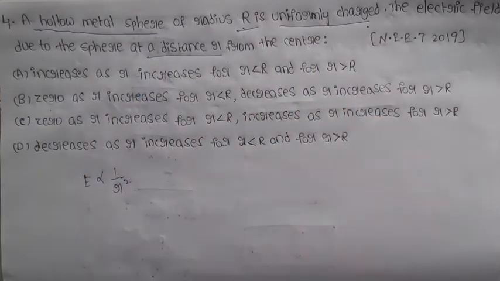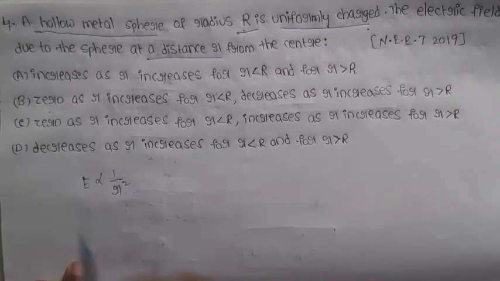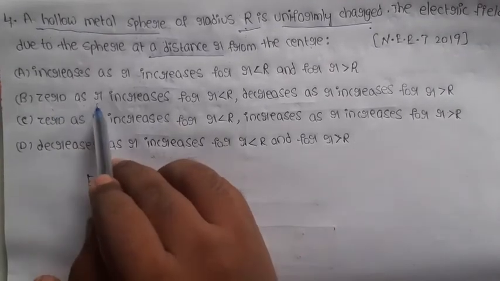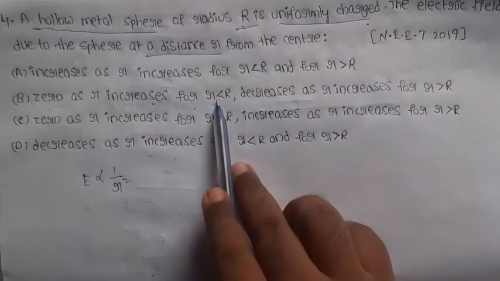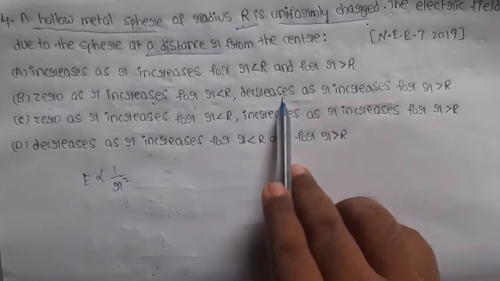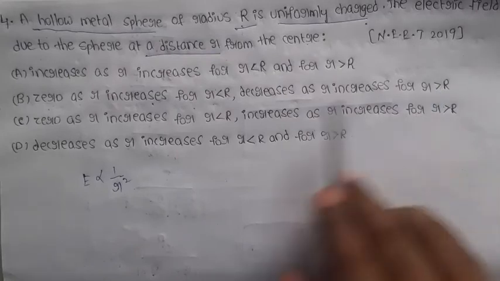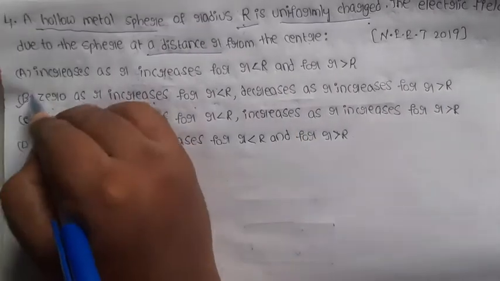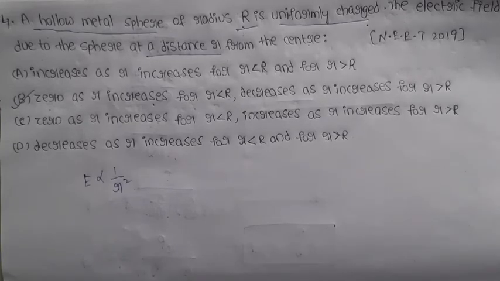Next, what about the distance? As distance r increases, the electric field decreases. See the options: 0 for r less than capital R, and decreases as r increases for r greater than capital R. So option B is correct. Move to the next question.